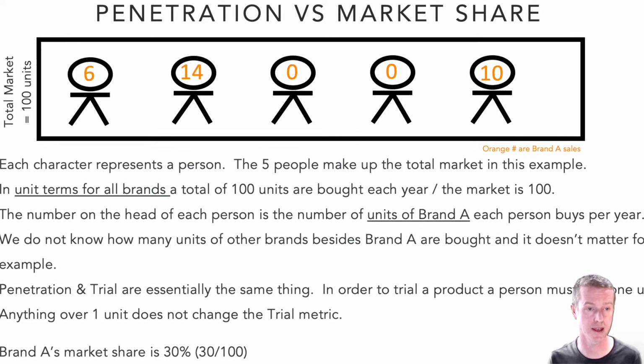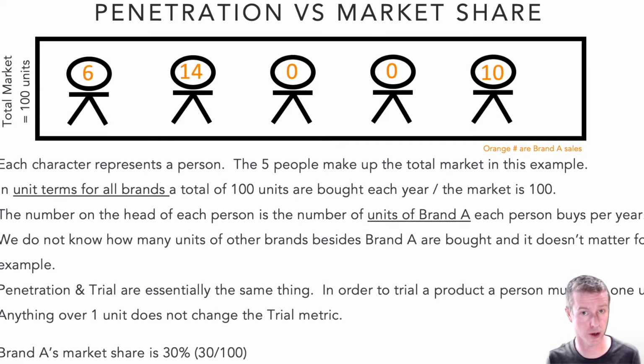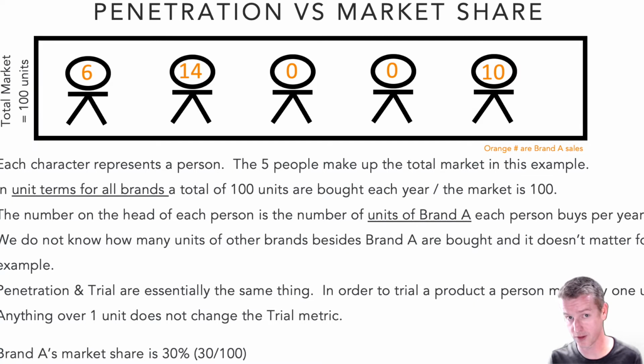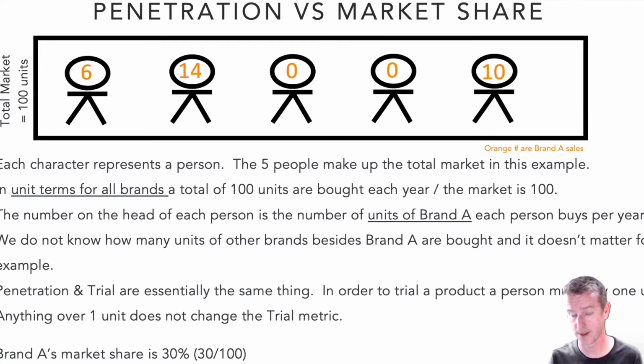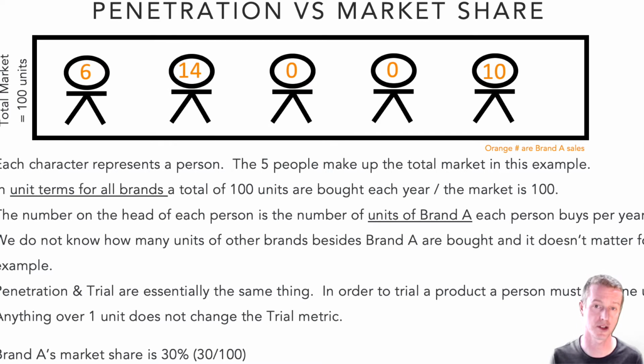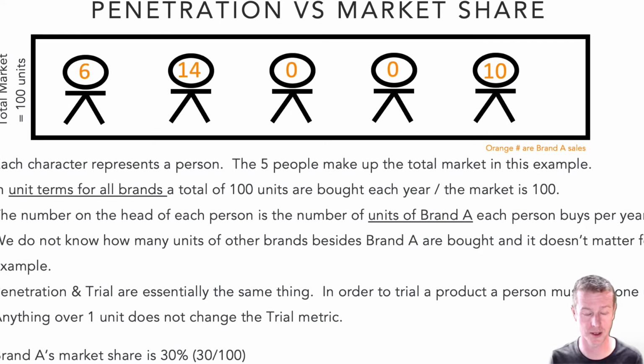Now, penetration is people who've bought your brand or who've bought brand A at least once. So in this case, person 1 has bought it 6 times, so at least once. Person 2 has also bought it at least once. Persons 3 and 4 have not bought the brand, they've not trialed. And then person 5 has bought 10 units across the year. We don't actually know how many times he's bought it. It could have been 10 all at once. But person 5 has also bought the brand.